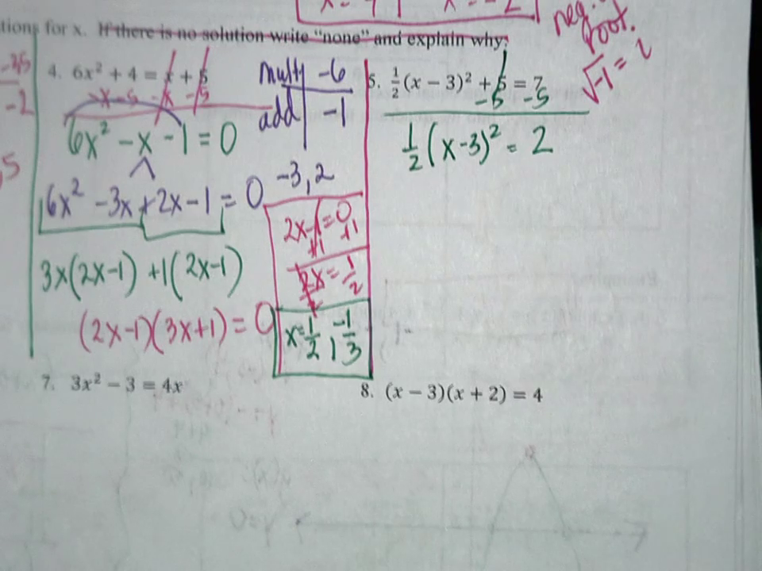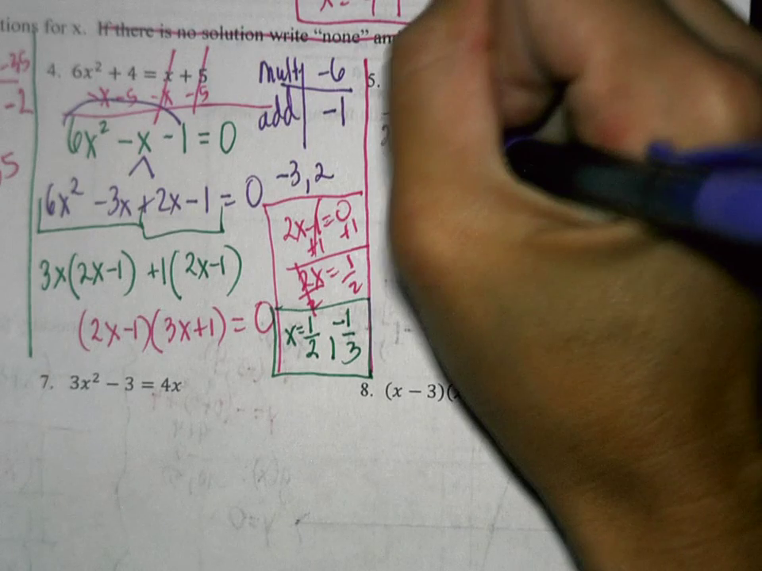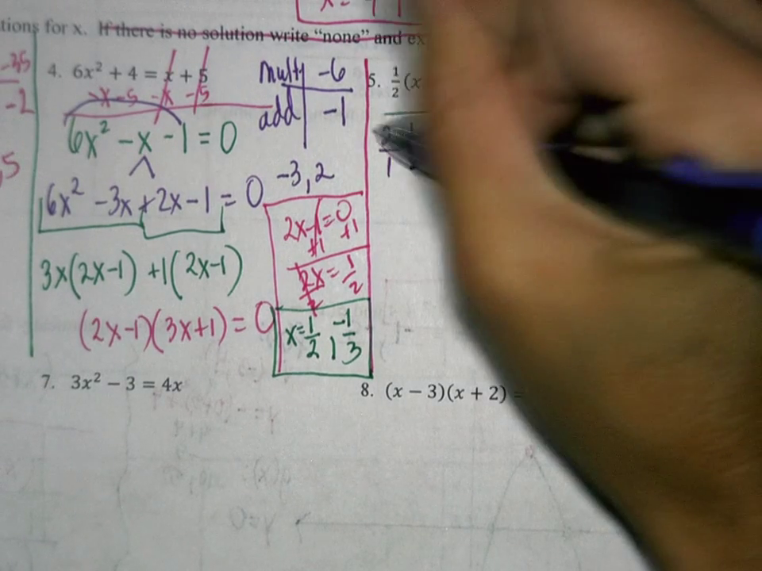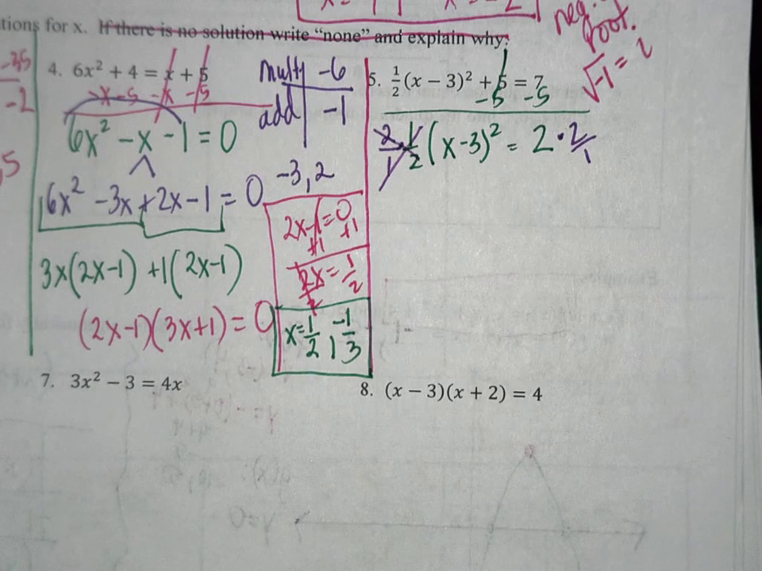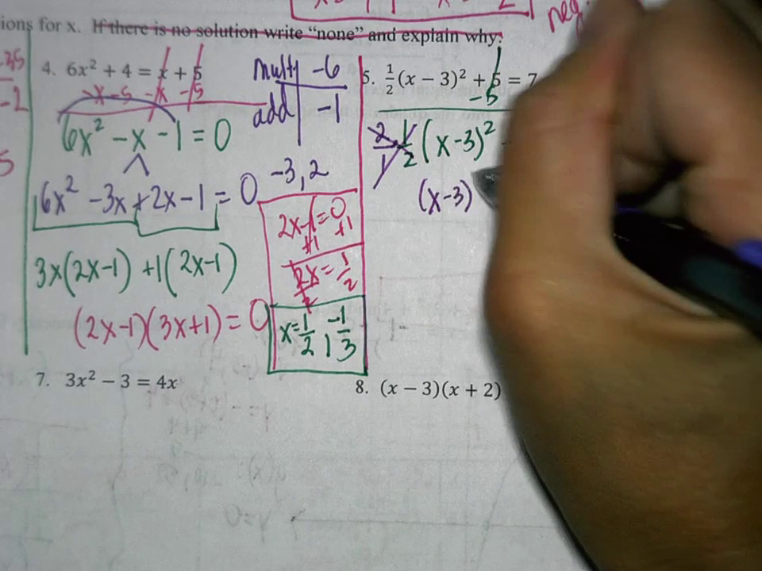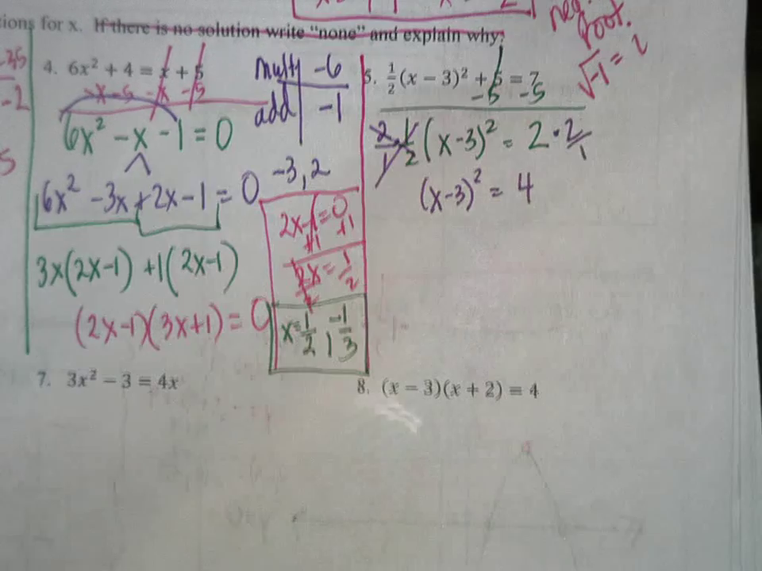What will I do next? Good, multiply by the reciprocal, which is 2 or 2 over 1. And we do that to both sides. Eliminates our fraction. And I'm left with (x minus 3) squared equals positive 4. Good. Yes?